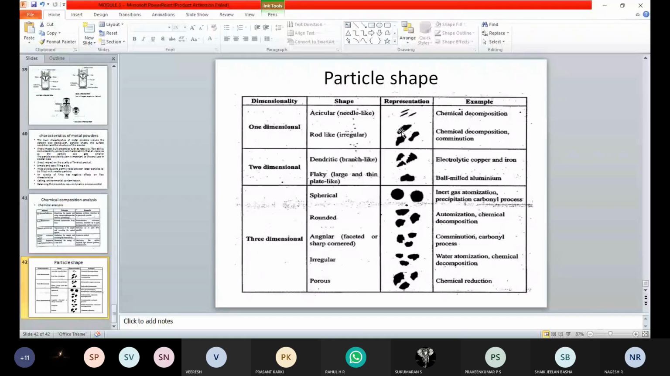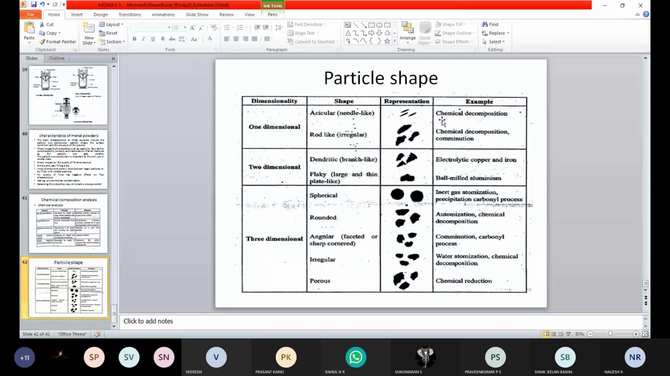You can see each and every shape here, the representation of the shapes. It may depend upon different materials and different methods. That will give this type of particle shape, which will be obtained. So you can see here the dimensionality, in one dimensional.